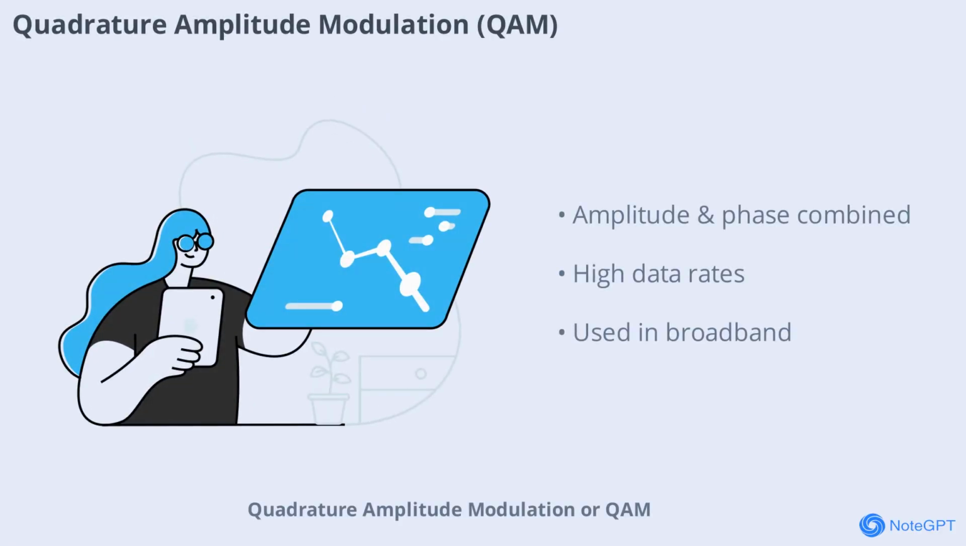Quadrature amplitude modulation, or QAM, combines both amplitude and phase variations to encode data. This technique allows for the transmission of multiple bits per symbol, increasing the data rate significantly. QAM is widely used in digital television, cable modems, and broadband internet. Its ability to carry large amounts of data efficiently makes it a cornerstone of modern high-speed communication systems.